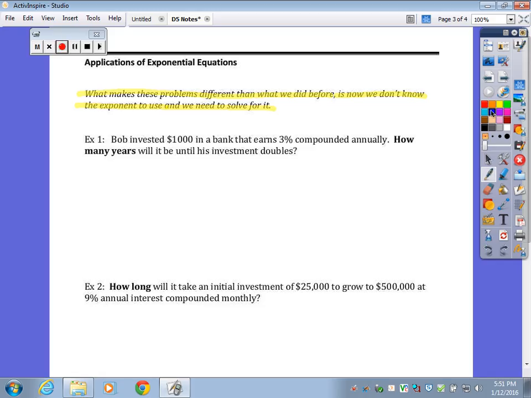Okay, let's tackle it. Example 1, Bob invested $1,000, that's capital P, in a bank that earns 3%, that means the R is 0.03, compounded annually, that means the N is 1, once a year. How many years, that's T, will it be until his investment doubles? Okay, doubles means it will be worth 2,000. Okay, the formula for compound interest is the one you memorized from last unit. A equals P, parenthesis, 1 plus R over N to the NT.